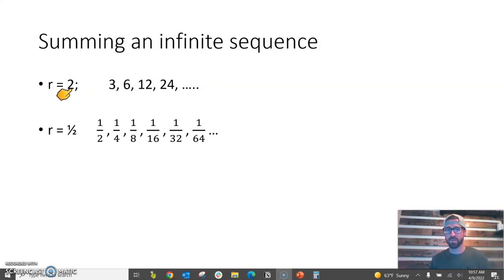So like if I have a common ratio of 2, meaning I multiply by 2 to get to the next term in my sequence, you can imagine we had 48 and then 96, and the number that you're adding gets larger and larger, and this one would have a sum of infinity for this sequence.